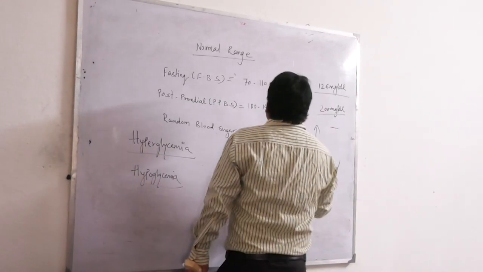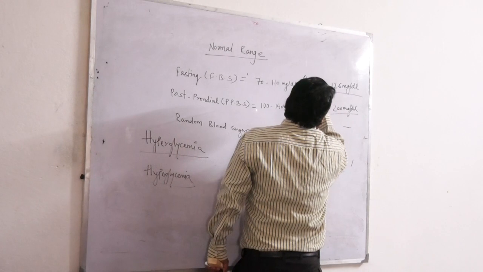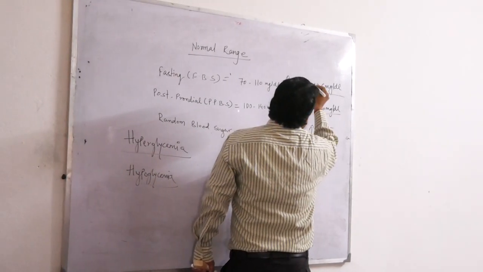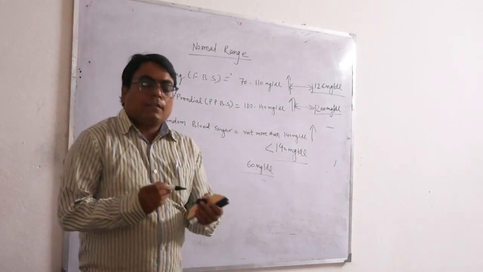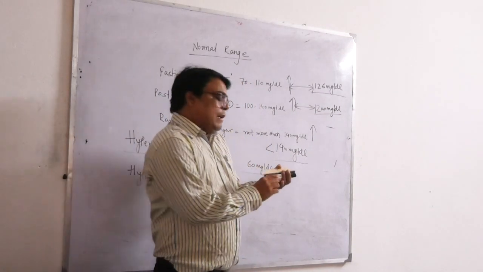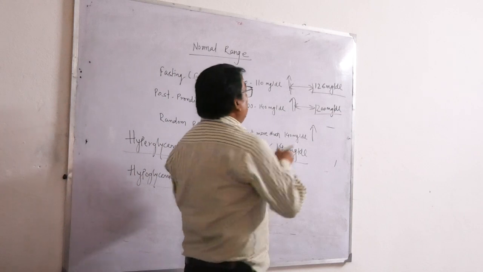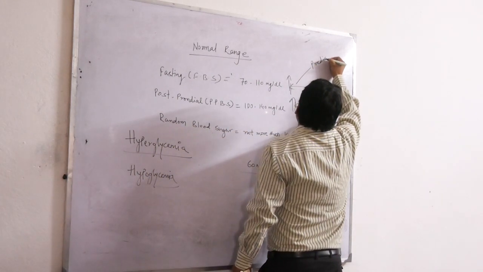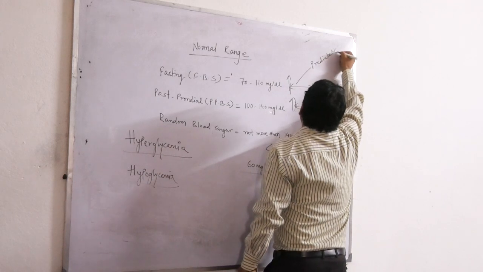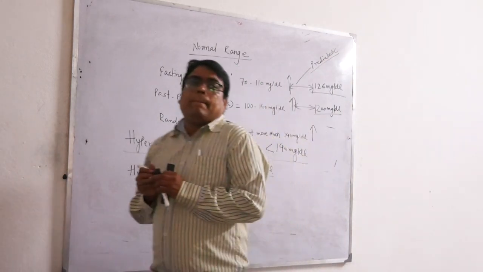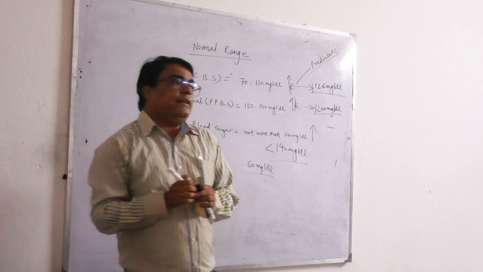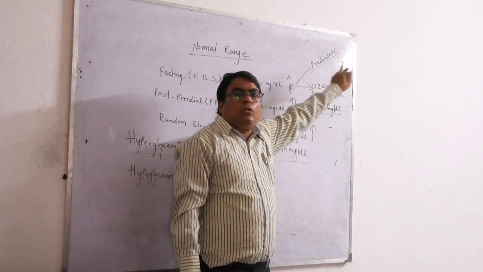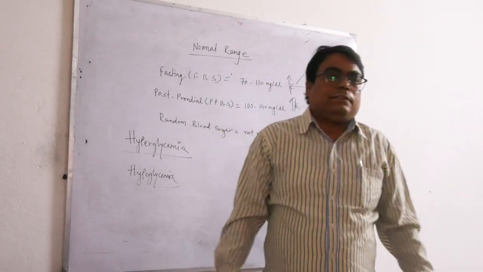Okay, so the value which comes between these, what do they call it? Impaired? No, we generally call it in our terminology pre-diabetic. So students, in the pre-diabetic condition, there is no requirement of treatment.